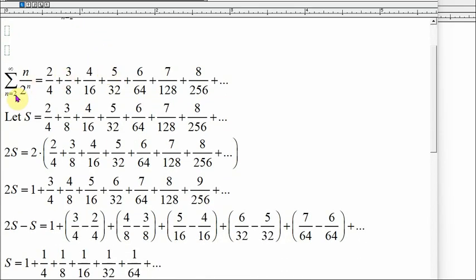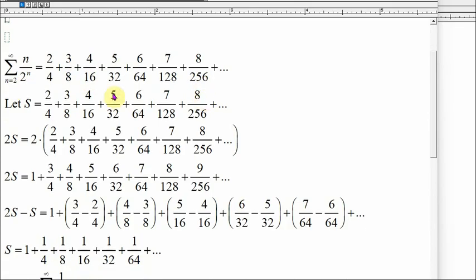So when n is 2, we get 2 over 4. When n is 3, we get 3 over 8. And then when n is 4, we get 4 over 16, and so on. So let's call this infinite sum S. And now multiply S by 2.